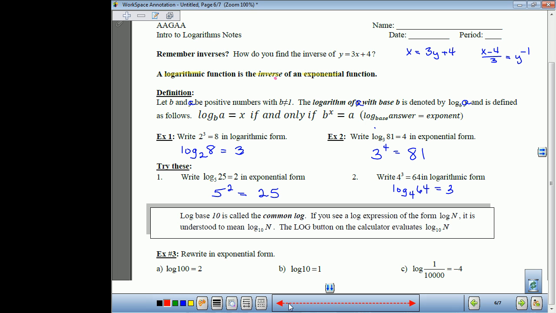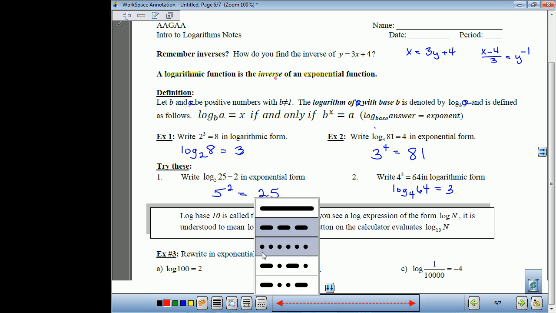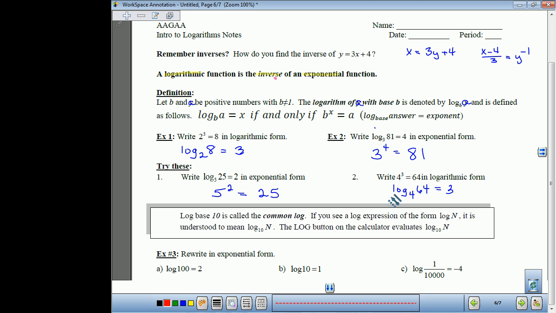So when we write this, the only thing that should be lower is the subscript, that 4. Everything else should be sitting on the line. Does that make sense? All right.